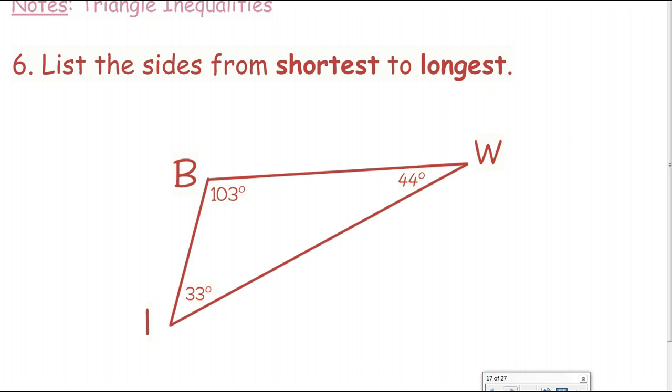Okay, now we gotta list sides. How do you name a side of a triangle? Like, what do you write on paper? No. It's triangle. Yes, very good. So if I wanted to name side AB, I would put capital A, capital B with a segment on top. That's how you name a side.